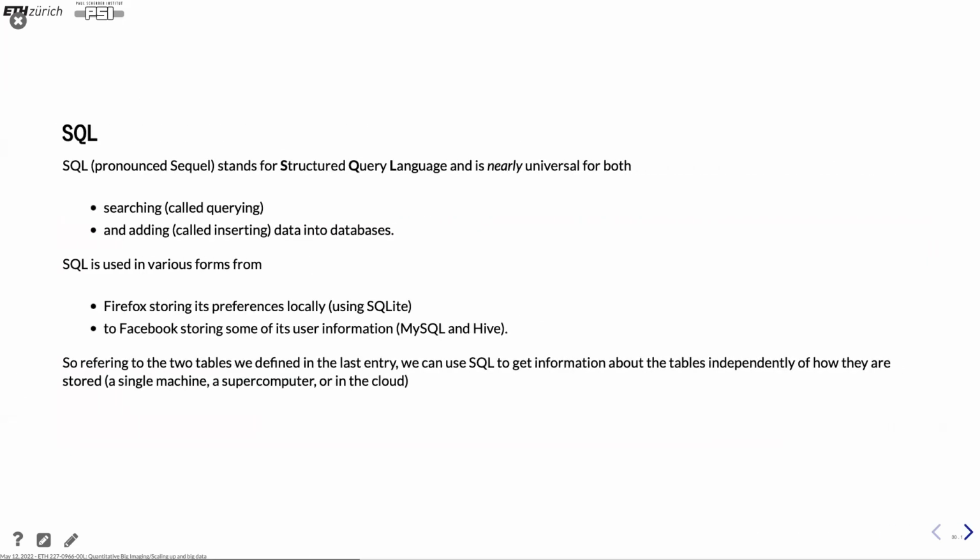A typical language used to access databases is SQL. It's always written as SQL, but it's pronounced "sequel". It's a structured query language, and it's actually quite universal. I think it's been around since even the 70s, so it's quite an old, well-used language for accessing databases. Here we have different libraries or forms: SQLite, MySQL, and Hive. There are different types, but the basic syntax and the way you write it is the same.